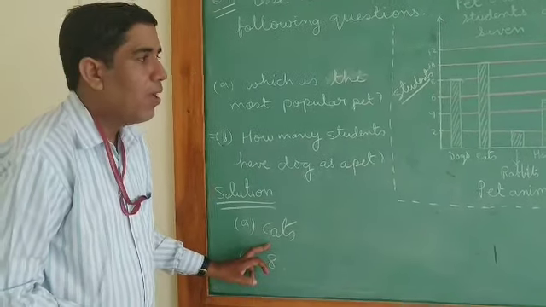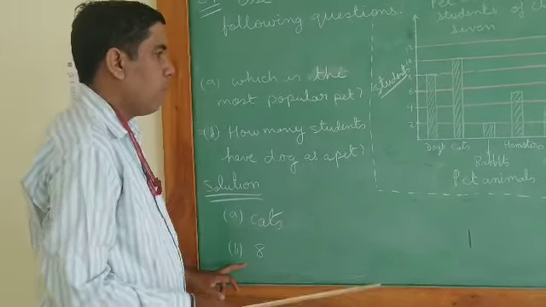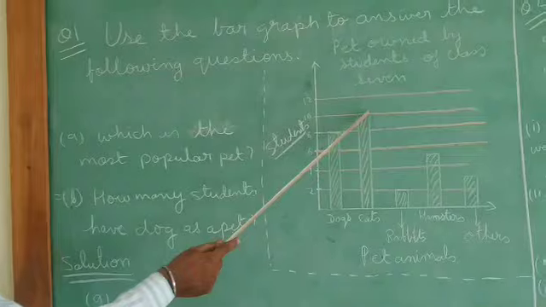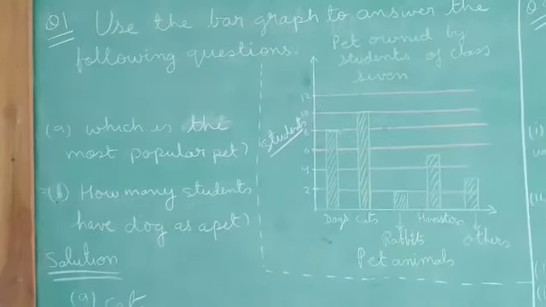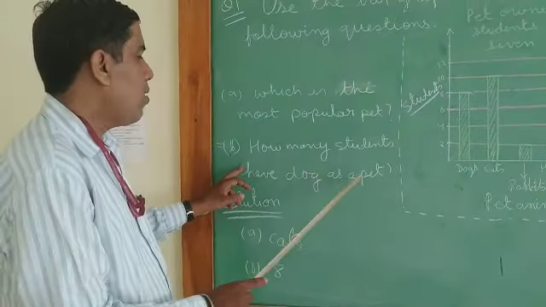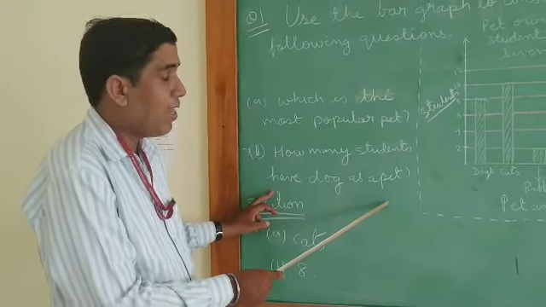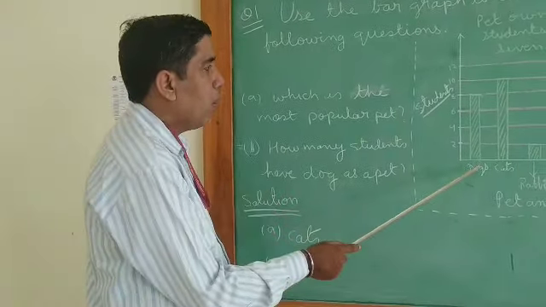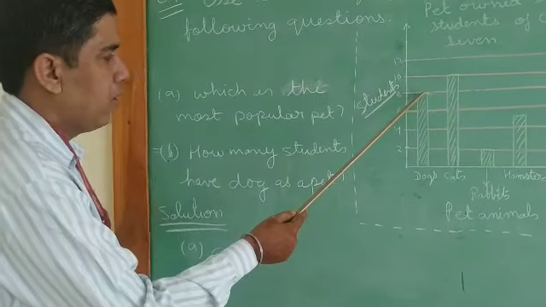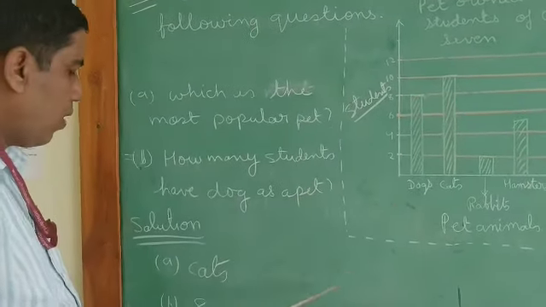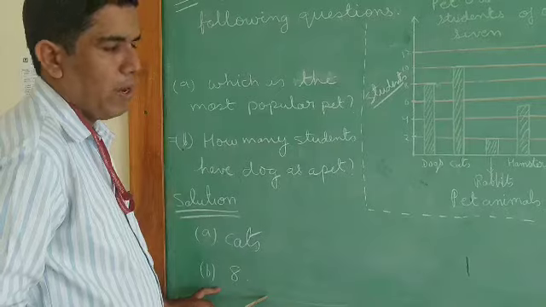What is the answer here? Cats, right? Because the maximum number is that of cats, 10. Now you can see how many students have a dog as a pet. So dogs, how many are there? It is 8. So how many students are there? 8 students have a dog as a pet.